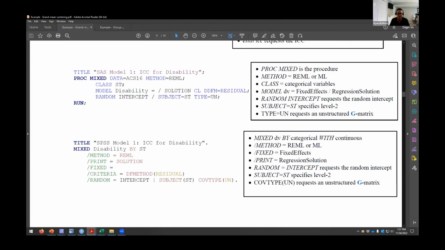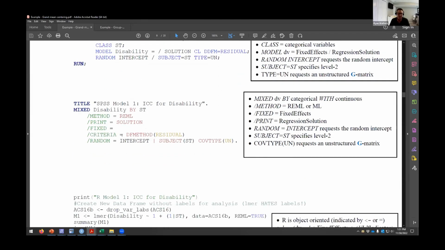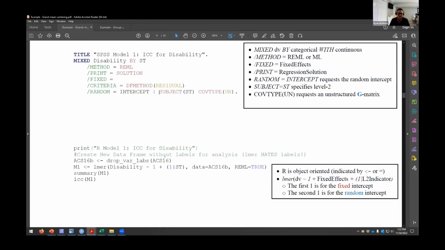So for PROC MIXED here, the only thing we're adding to the fixed effects model is our random statement. We're going to ask for a random intercept. It's going to be structured by state, and it's going to have an unstructured structure to the data. Again, every variance and covariance estimated. Same type of thing here in SPSS. We're adding a random statement. We're asking for the intercept. There's a vertical pipe, and then structuring by state.